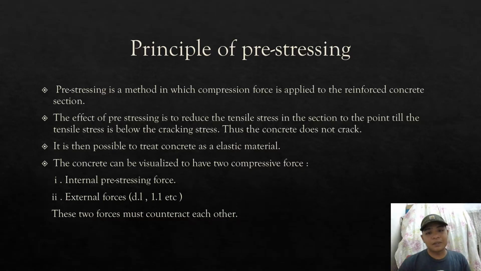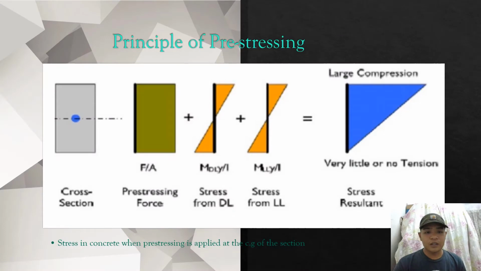And then the principle of prestressing. Prestressing is a method in which compression force is applied to the reinforced concrete section. The effect of prestressing is to reduce the tensile stress in the section to the point where the tensile stress is below the cracking stress. So this is the large compression for the principle of prestressing.